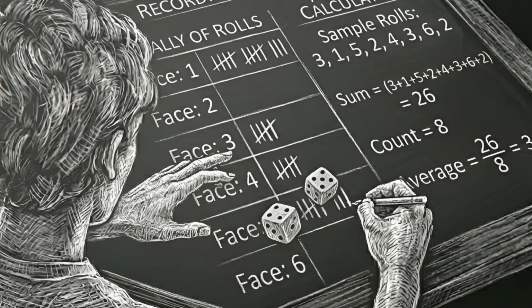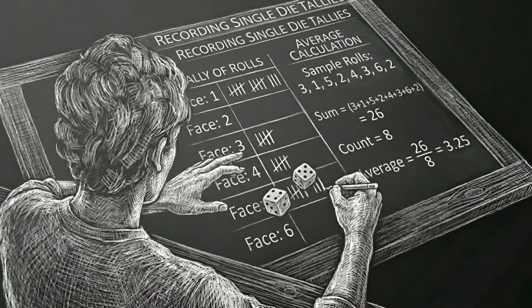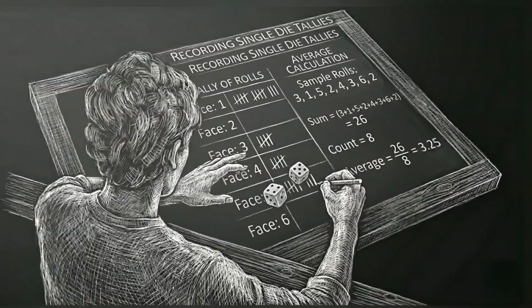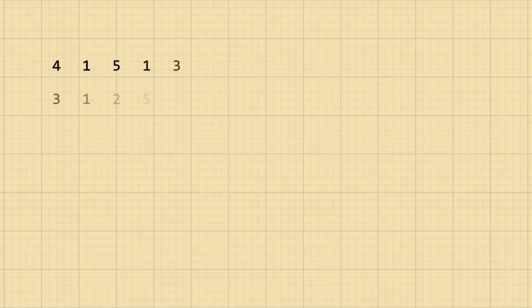Let's say I'm throwing a pair of dice. Each time I throw it, I can get a number between 1 and 6. Now imagine I throw the dice 20 times and record all the results.